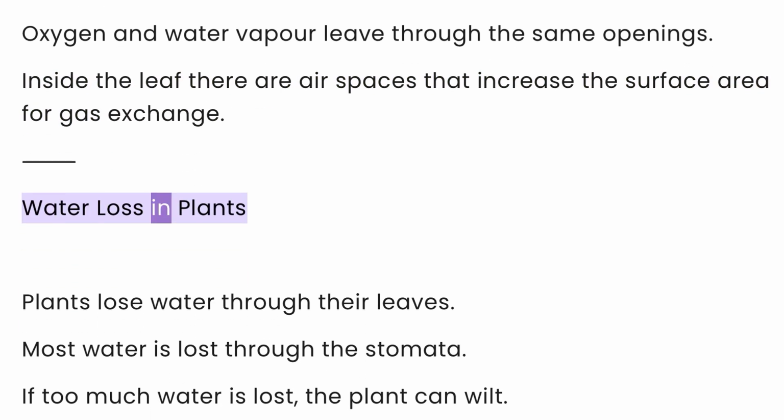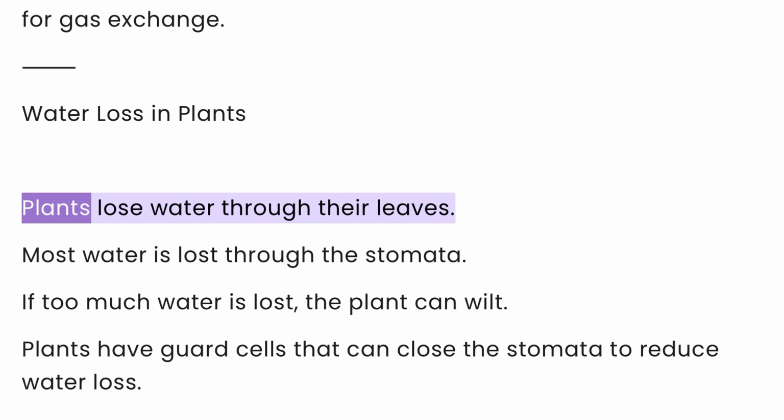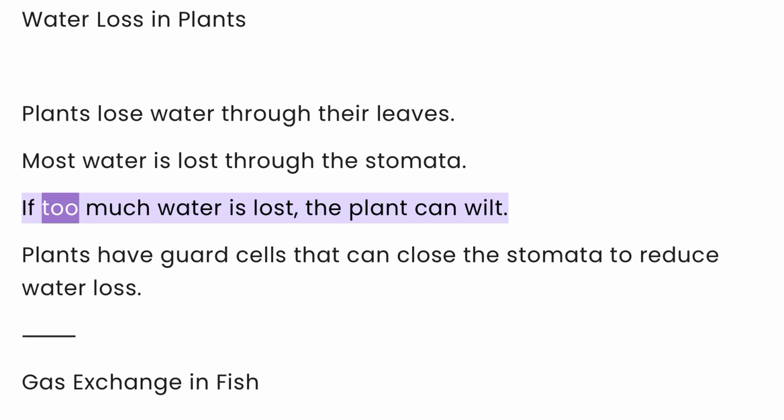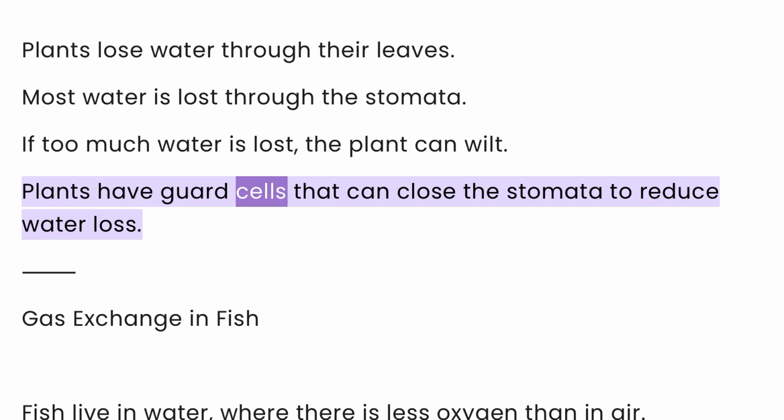Water loss in plants. Plants lose water through their leaves. Most water is lost through the stomata. If too much water is lost, the plant can wilt. Plants have guard cells that can close the stomata to reduce water loss.